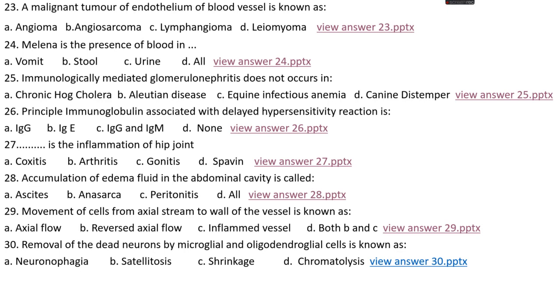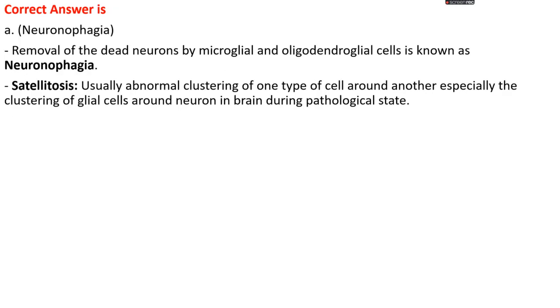Question number 30. Removal of the dead neuron by microglial and oligodendroglial cells is known as option A, neuronophagia, option B, satellitosis, option C, shrinkage, option D, chromatolysis. The right answer is option A, that is neuronophagia.